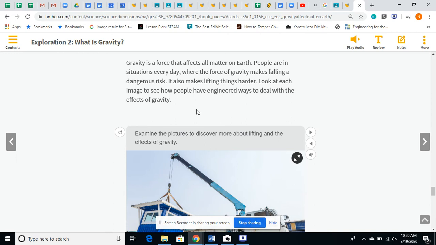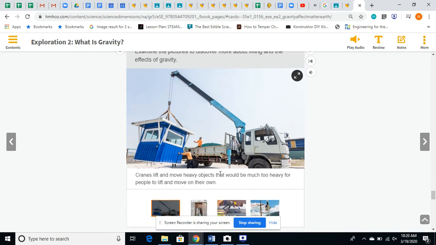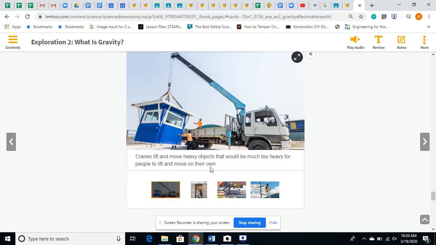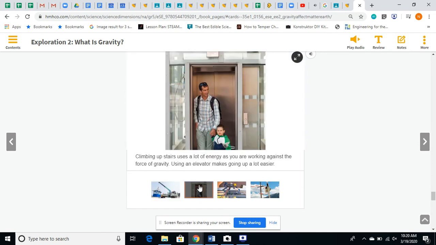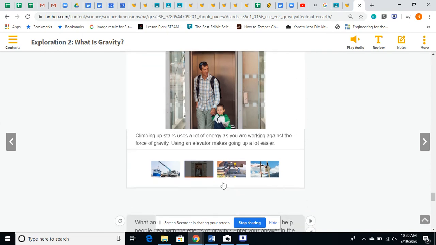Look at each image to see how people have engineered ways to deal with the effects of gravity. Examine the pictures to discover more about the lifting effects of gravity. Cranes lift and move heavy objects that would be much too heavy for people to lift and move on their own. Climbing upstairs uses a lot of energy as you are working against the force of gravity. Using an elevator makes going up a lot easier.